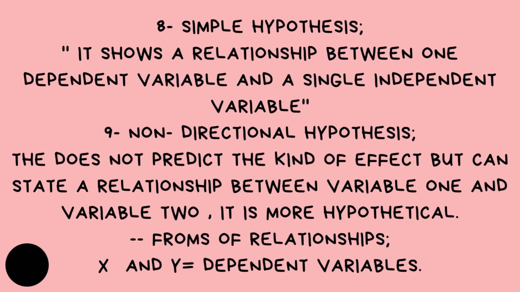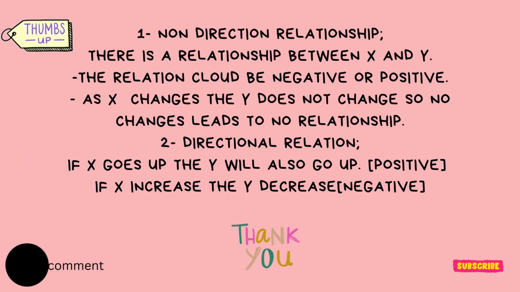We can say that x and y are the variables. So the form of the relationship, we are going to take a look at them. One is non-directional and the other is a directional relationship. So there is a relationship between the x and y factors. The relation could be negative or positive. As x changes, y does not change. So if y does not change, there is no change, so no relationship can be formed.